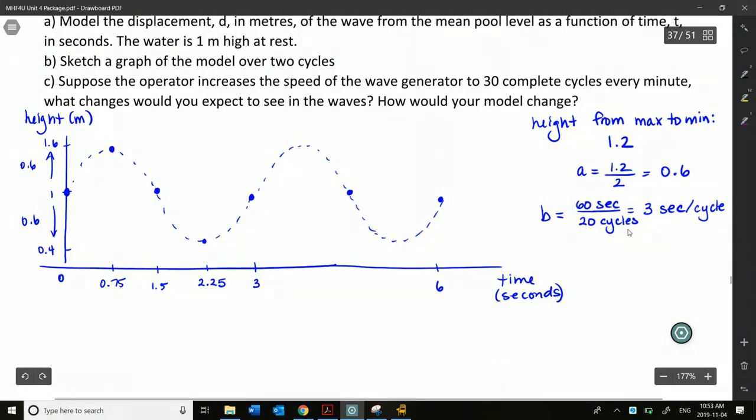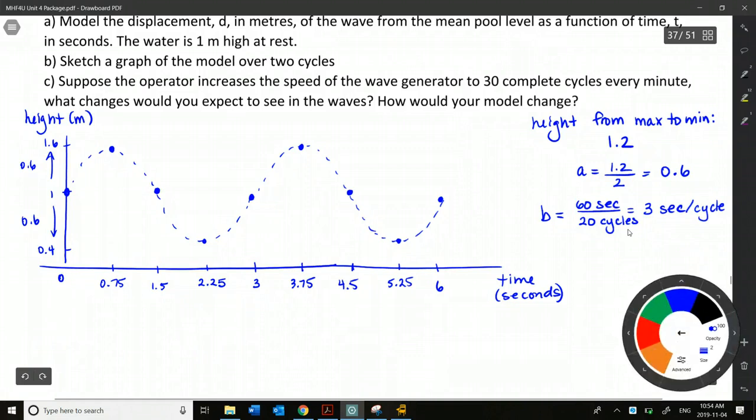Where does the middle point between 3 and 6 occur? 4.5, good. And then we need the max point and the min point here. That would be 3.75. 3.75 and then 5.25. 5.25, awesome. Okay, so that looks like a good graph. I will pencil that in as a solid line now.